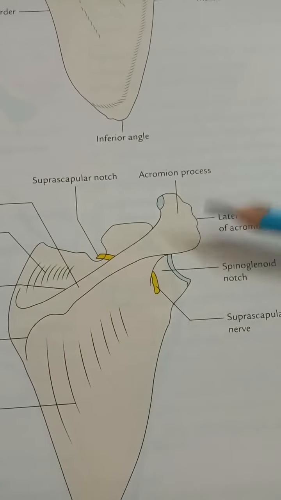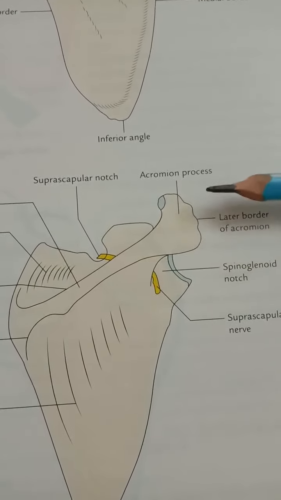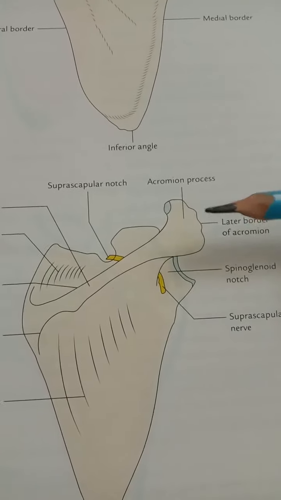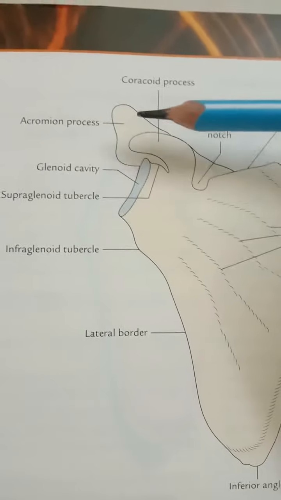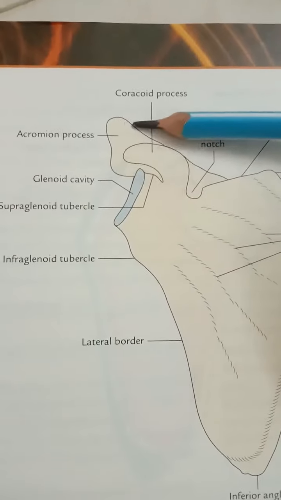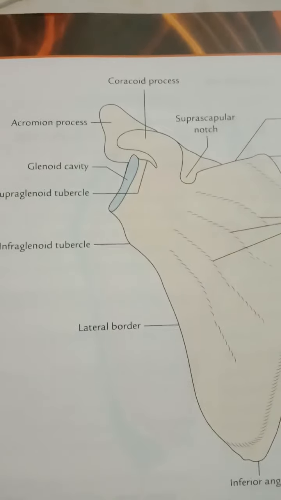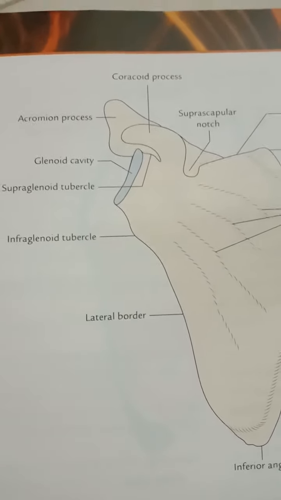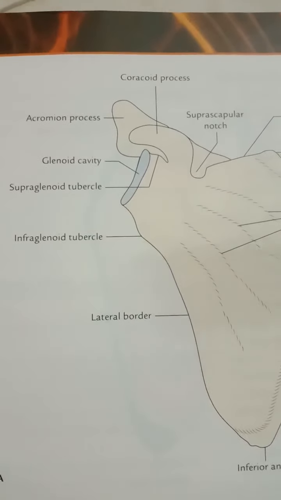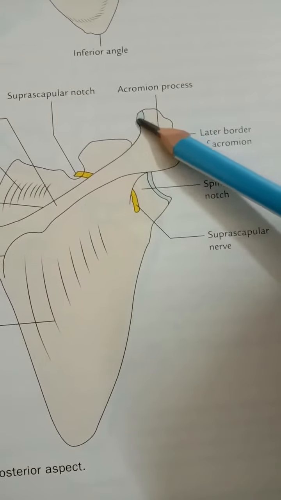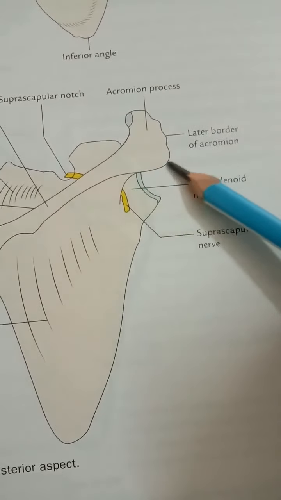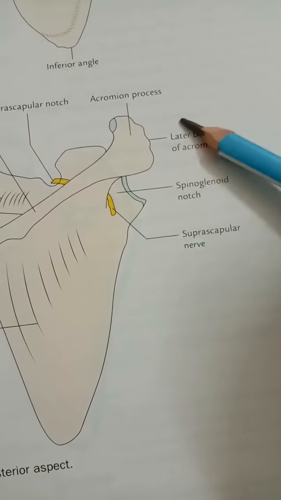The acromion has two borders, the medial and the lateral. So this is the lateral border, this one, and this is the medial border. And it has two surfaces, the superior surface and the inferior surface. On the dorsal view you can see this is the superior surface and this is the inferior surface.